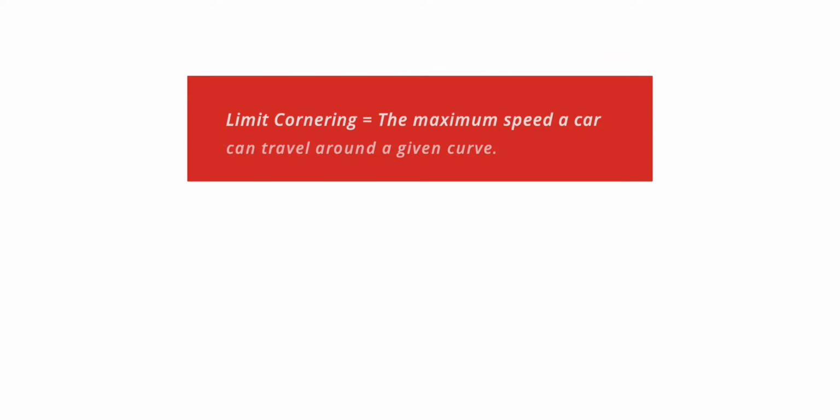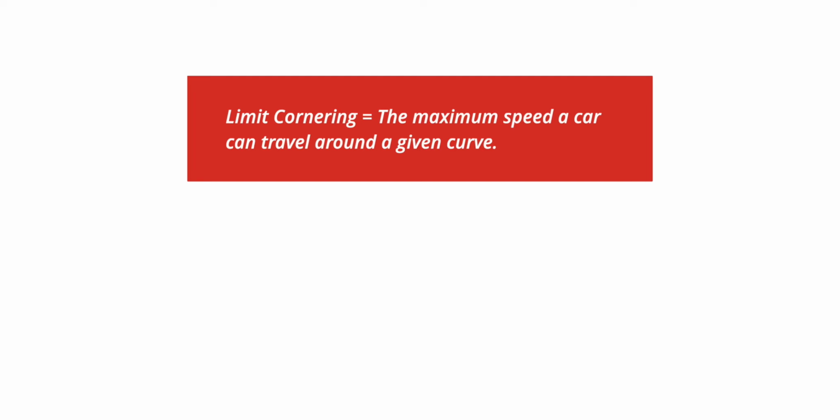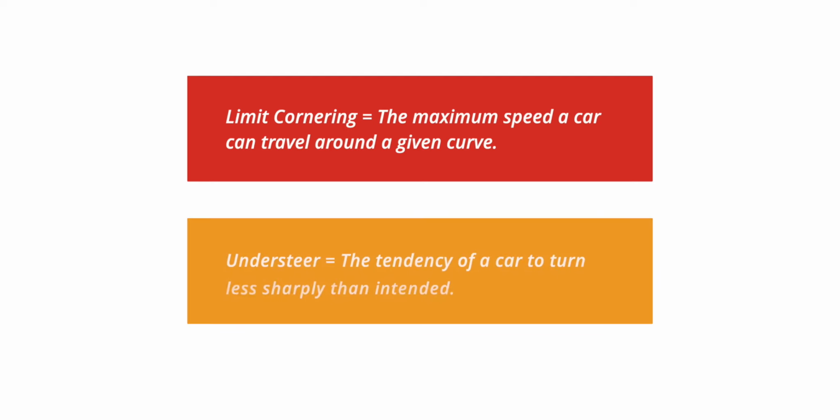This leads us onto the concept of limit cornering. Limit cornering is essentially the maximum speed a car can travel to achieve 100% grip through the corner. If you exceed that grip, the car will then start to veer wide. This is a concept called understeer. To explain this more clearly, we're going to look at a diagram.